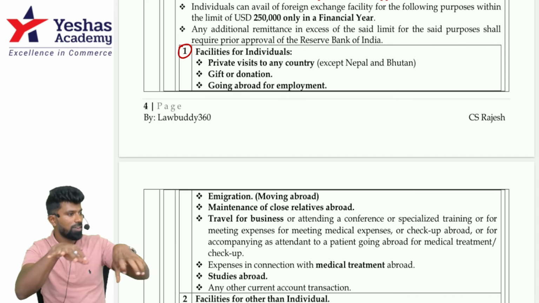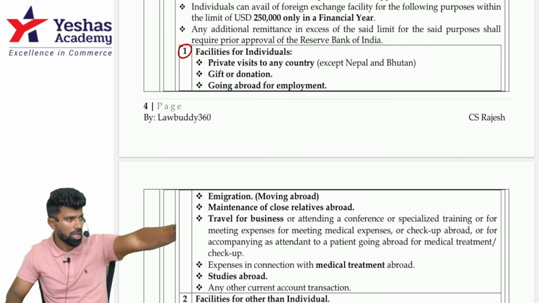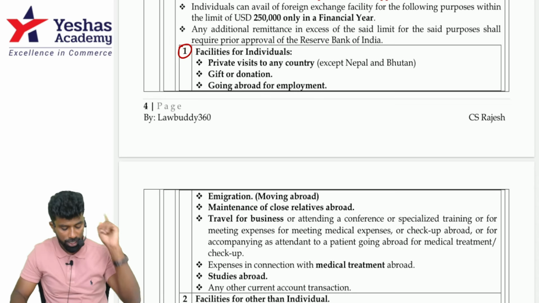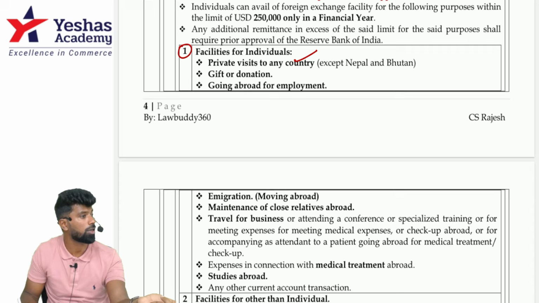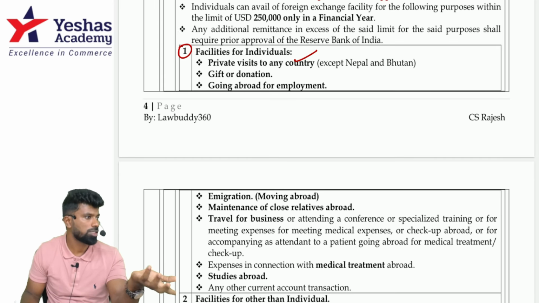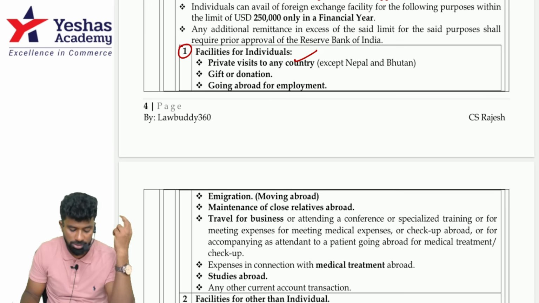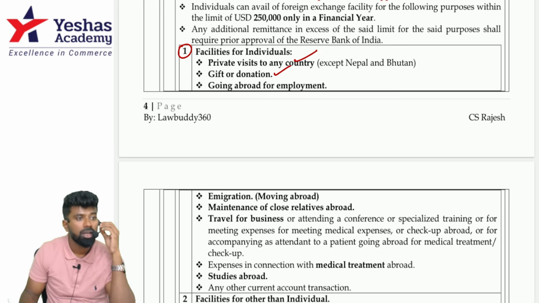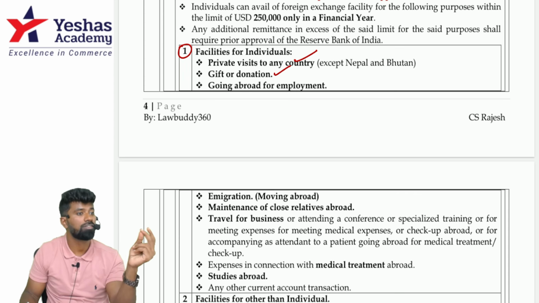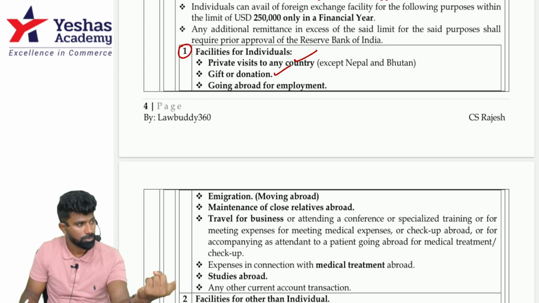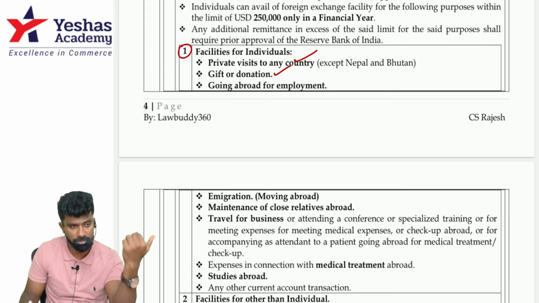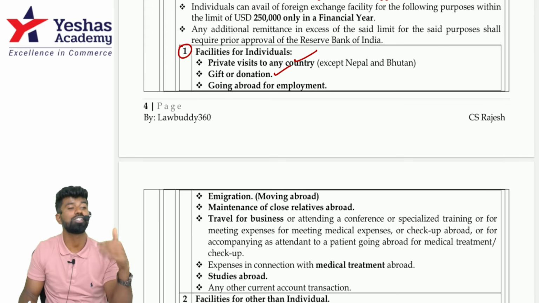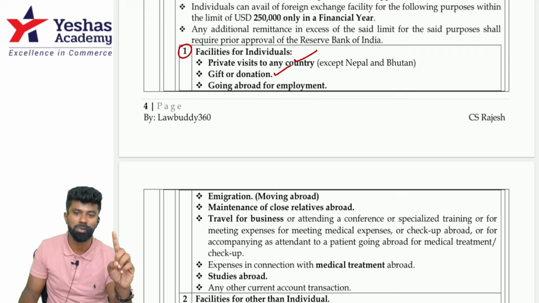So we can classify these facilities for individuals and other than individuals. For individuals, what is the first one? Private visit to any country, except Nepal and Bhutan. That decision requires approval of the RBI. Second one, gift or donation.